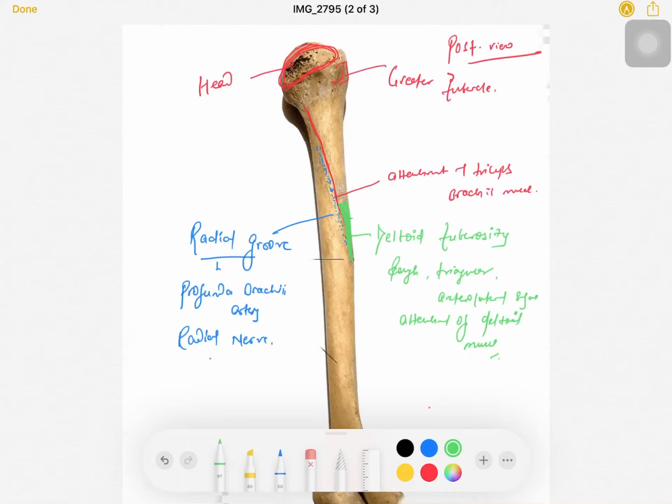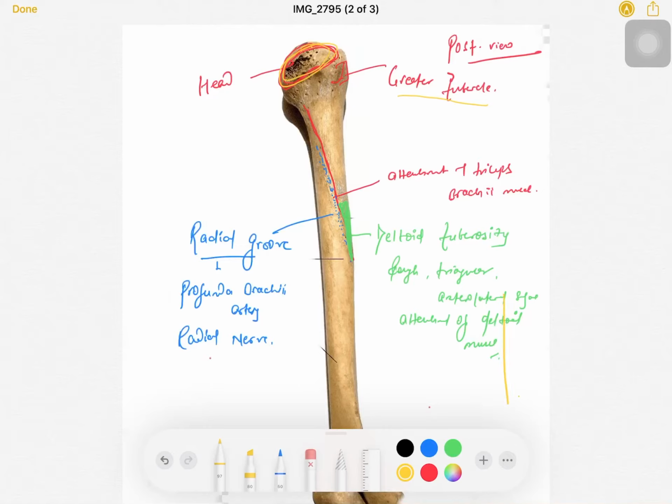Now we will do a quick revision. This one is your head on the upper surface. After the head there is a greater tubercle. After the greater tubercle you can find the radial groove, and then there is the deltoid tuberosity, and there is the attachment of the triceps brachii muscles.